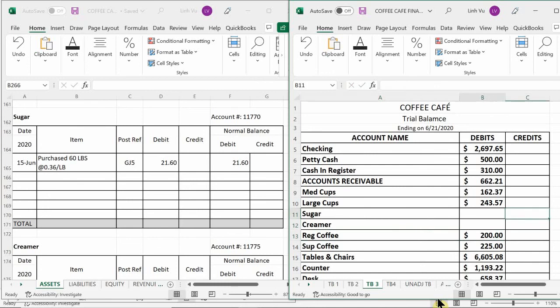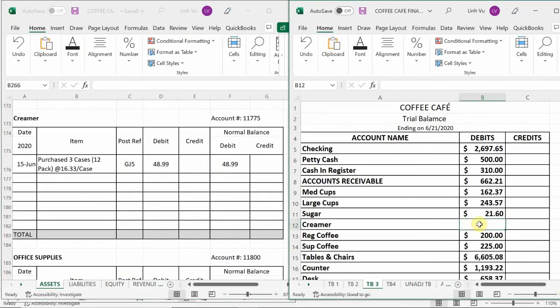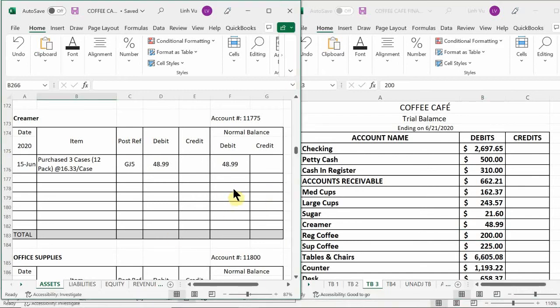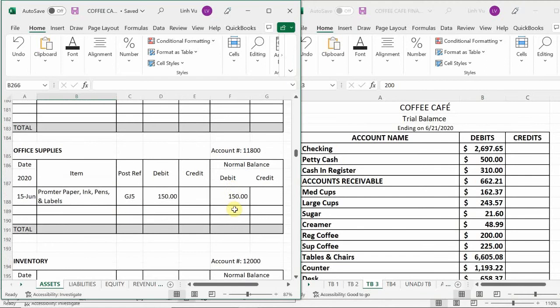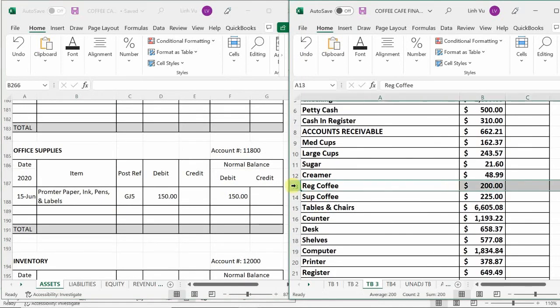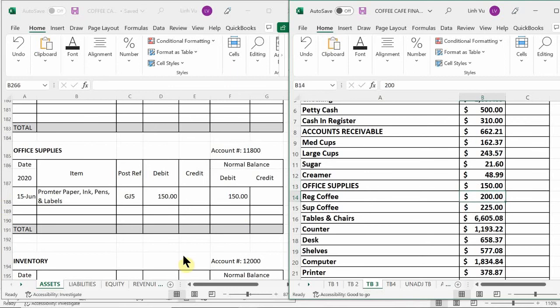How much is my sugar right now? 21.60. How much is my creamer? 48.99. Next one I have is office supplies. So I need to insert one more for my office supplies. How much is my office supplies? 150. Okay.